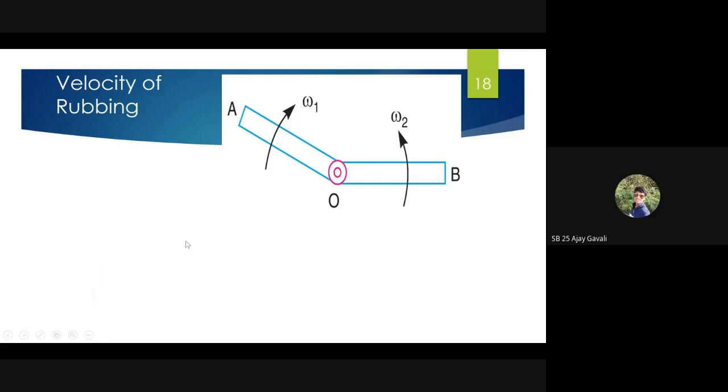Yes, sir. Okay. Now just listen. So you know, in a mechanism there are different links. So once again I will draw one 4-bar mechanism. This is a 4-bar mechanism.